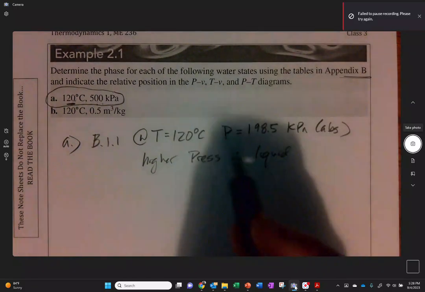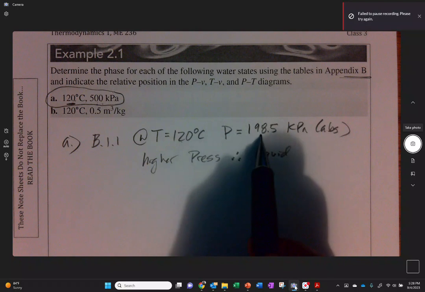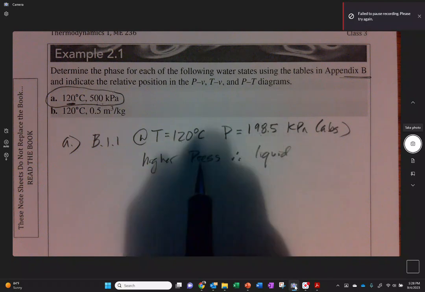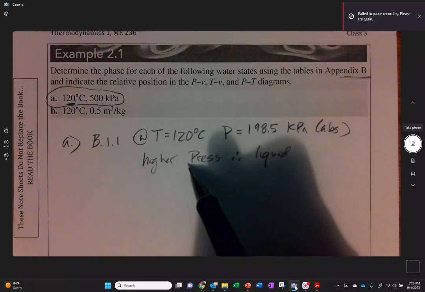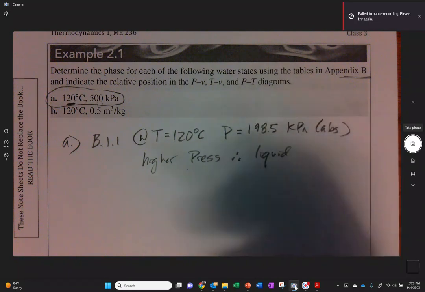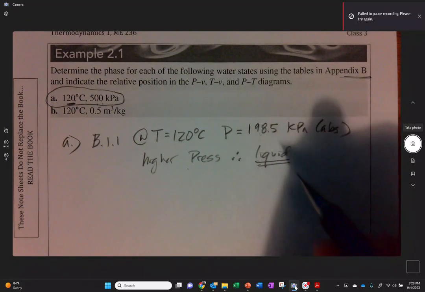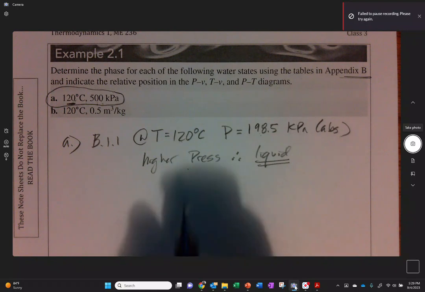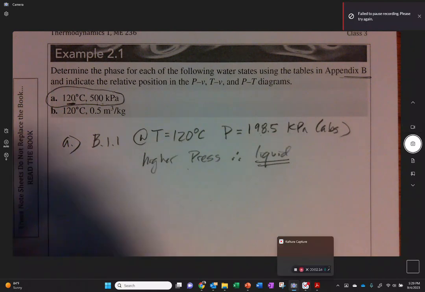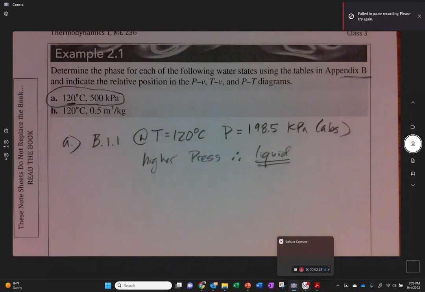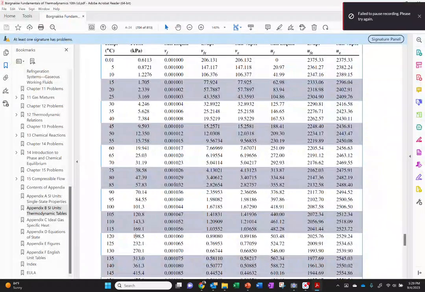All right, so if we were at exactly this temperature and pressure, it would be boiling. But because we have higher pressure, it will boil at a higher temperature, right there. So therefore, we are in a liquid state, right? And we can also take a look at 500 kilopascals.